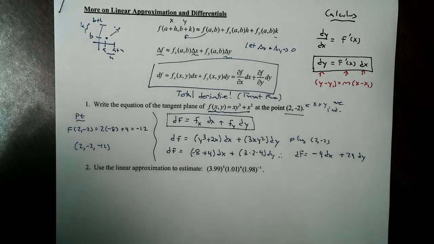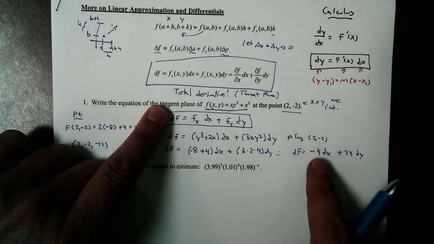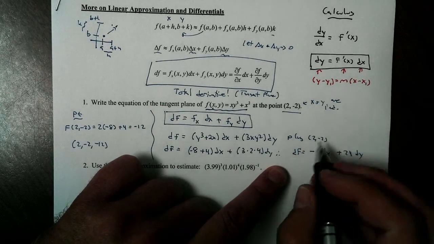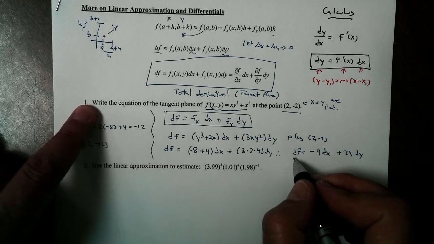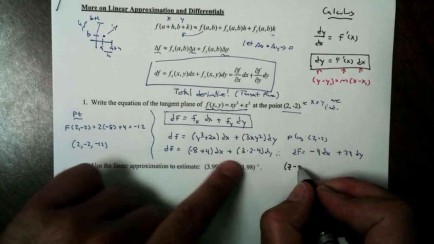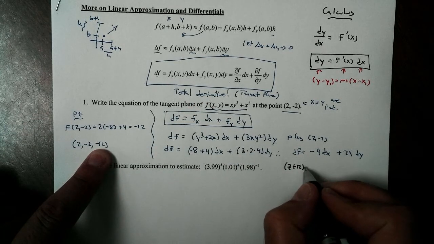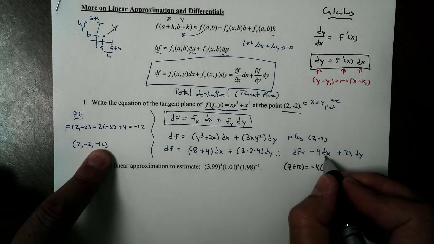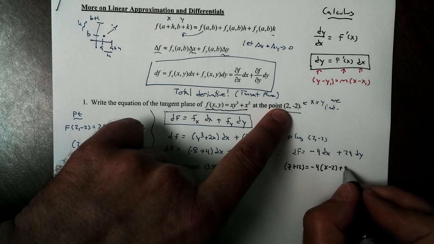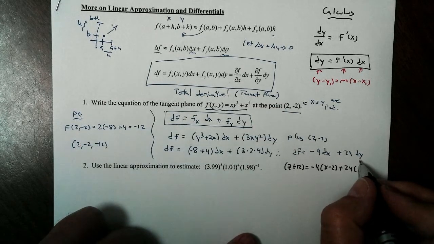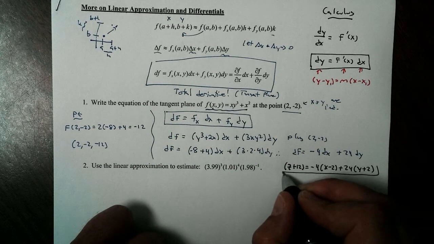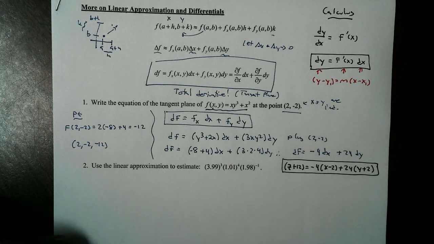Now, I'm not done yet because I want a tangent plane, and that doesn't look like a tangent plane. But remember, df is really my change in my function's value. So this could be z minus, what's my z point? 12, so z plus 12 equals -4. dx is my change in x's, so it'll be x minus 2 plus 24. My dy is my change in my y value, so I'd write that as y plus 2. And that would be our equation of our tangent plane right there.